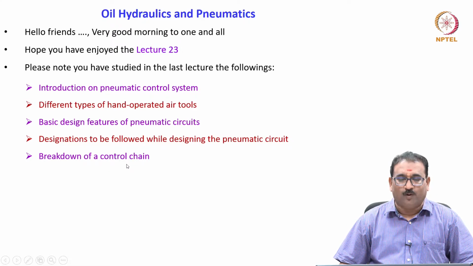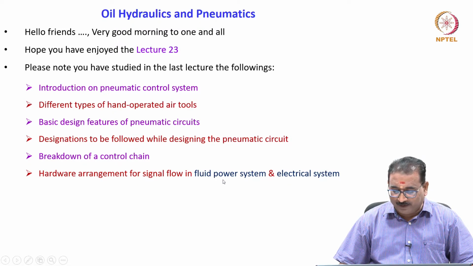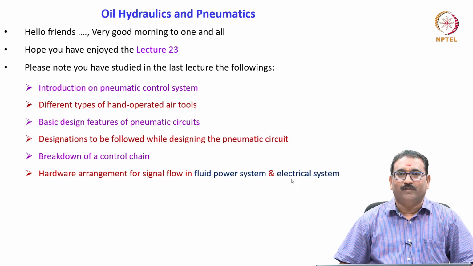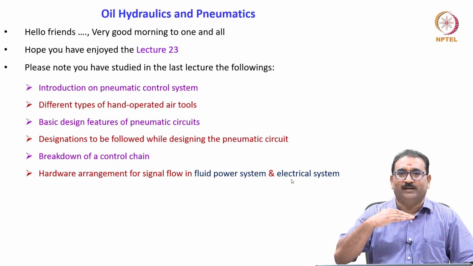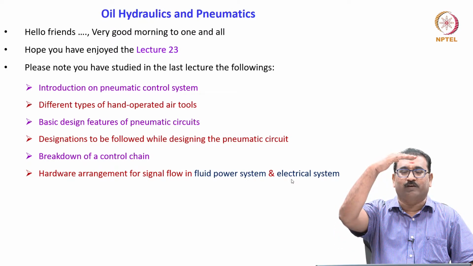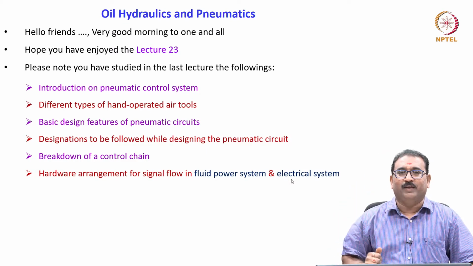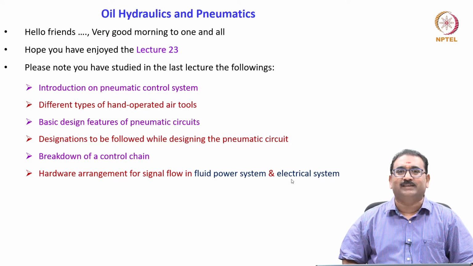Breakdown of a control chain, hardware arrangement for signal flow. Here I have given how the signal flows in the fluid power system and the electrical system. From the tank, pump, control valves, then it will go to the actuator, correct? Always it will move from down to up. Here we have seen how the signal flow takes place in fluid power, oil hydraulics and pneumatics, and it is compared with electrical systems.